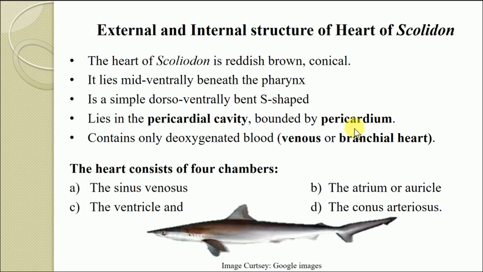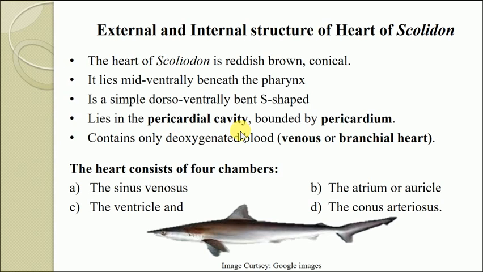This pericardial cavity is bounded by the two-layered membranous pericardium. So this pericardium encloses a cavity which is referred to as the pericardial cavity, in which the heart is located. Now it is a median triangular cavity lying between the gills with the apex directed forwards and is almost completely occupied by the heart only. So the complete portion of this pericardial cavity is occupied by the heart of scoliodon.